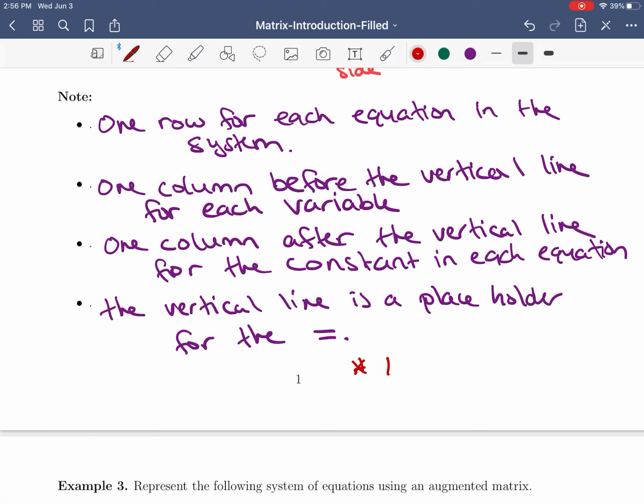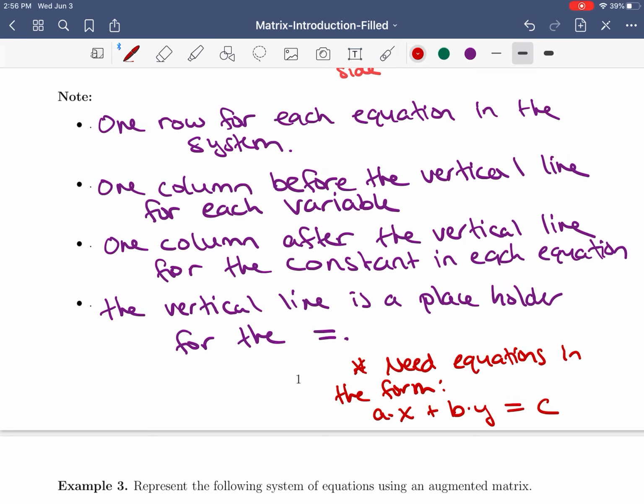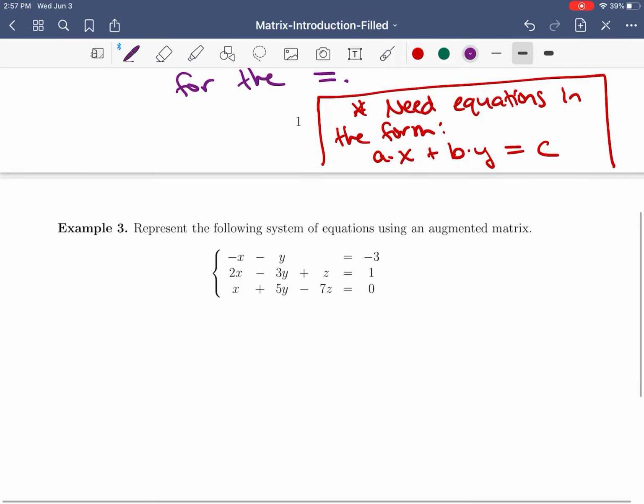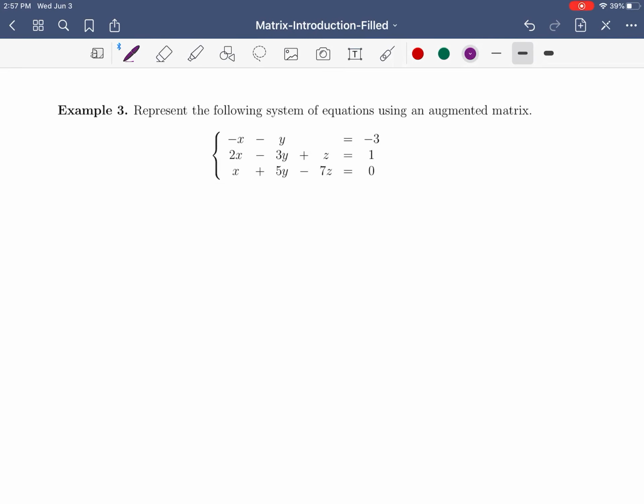I'm just going to make a note here. You need your equations in the form: a constant times x plus a constant times y equals some other constant. They have to be in that form, and you want your variables to be lined up. So let's just do one more example here.